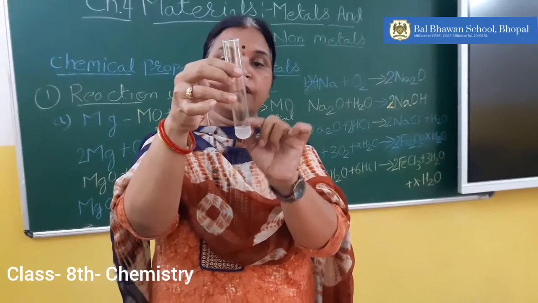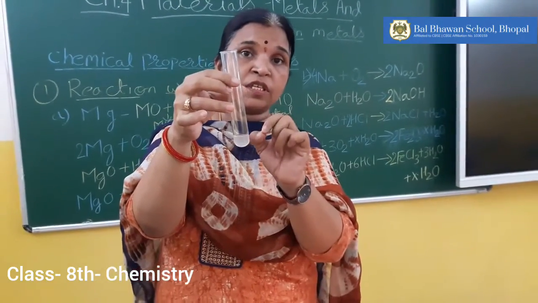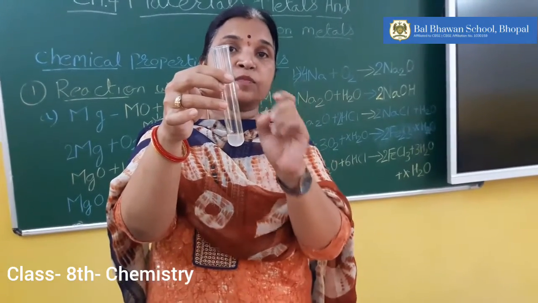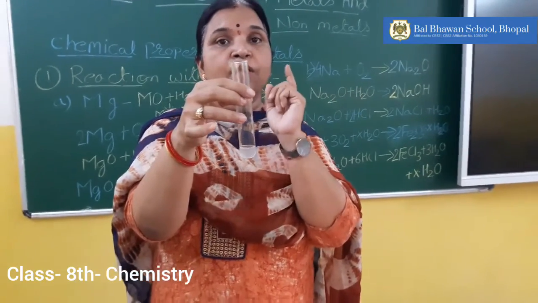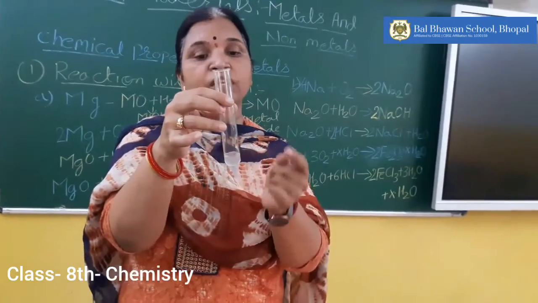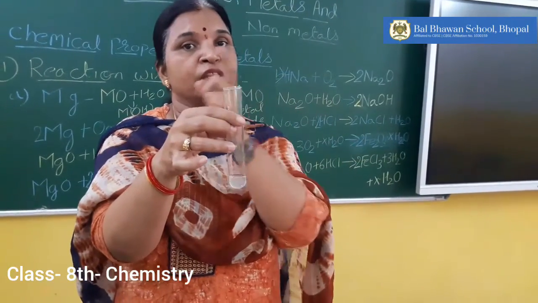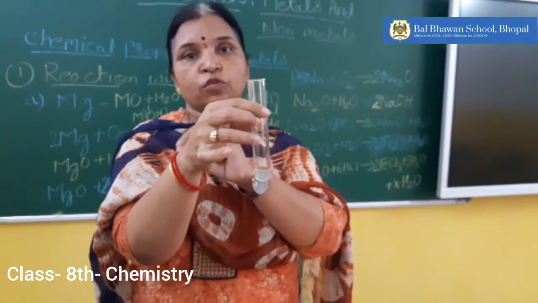Okay, understood? So today we have seen that when metals react with oxygen, they produce metal oxide, and this metal oxide, when it reacts with water, produces metal hydroxide. And if we mix this metal oxide with any acid, then it will produce the respective salt and water.